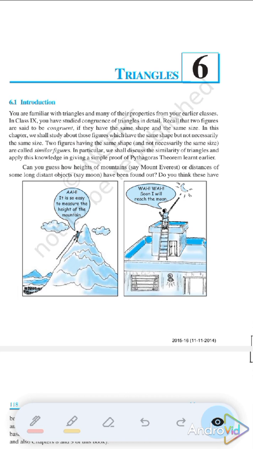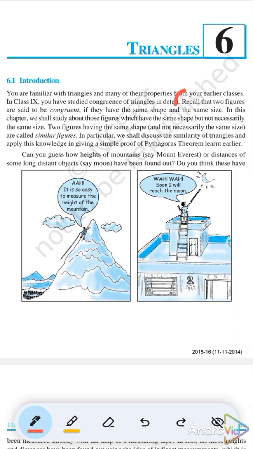First, let's see two important properties of triangles. When do we say that two figures are congruent? Please recall that two figures are said to be congruent if they have the same shape and the same size. And particularly in this chapter, we would be studying figures which have the same shape but not necessarily the same size. So hence we can say that two figures having the same shape and not necessarily the same size are called similar figures.